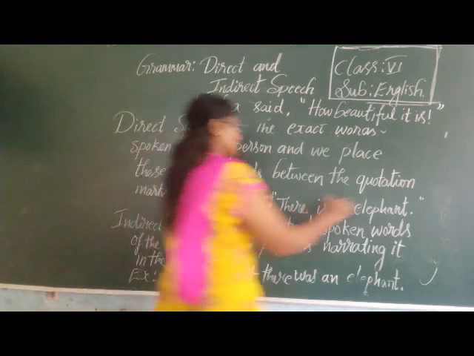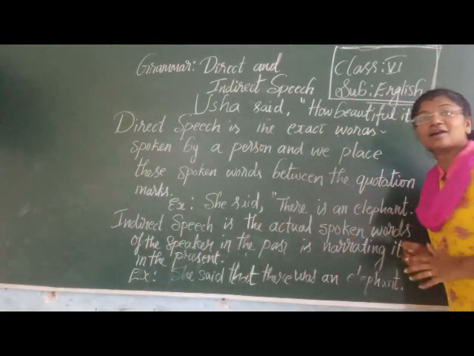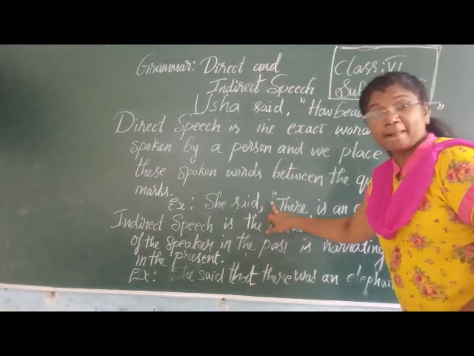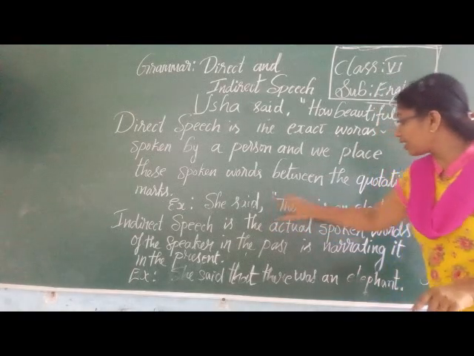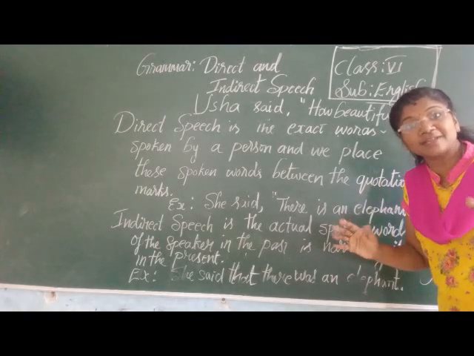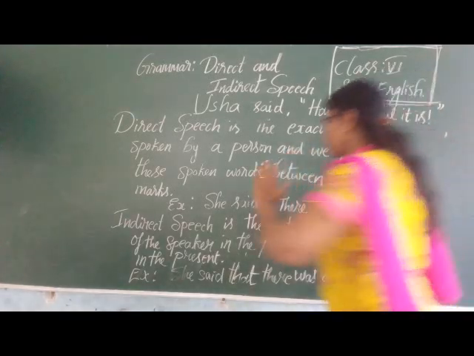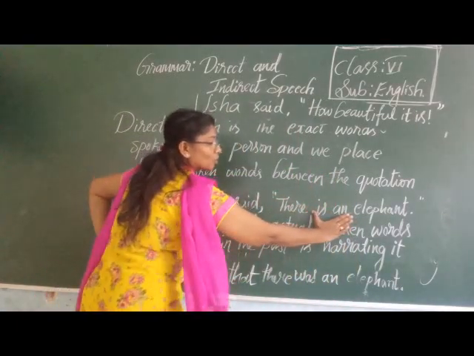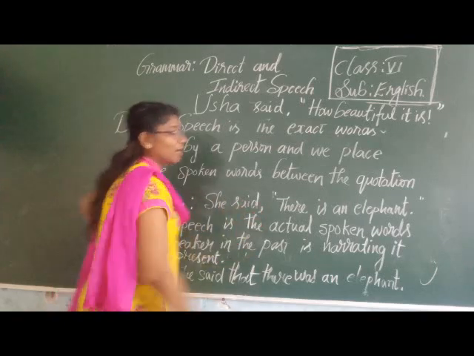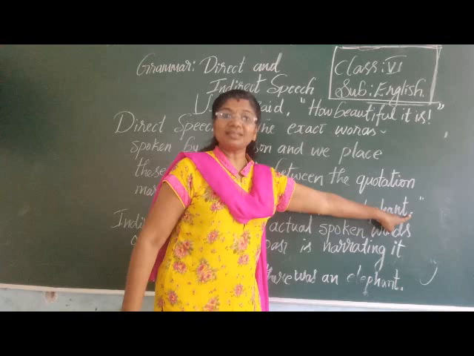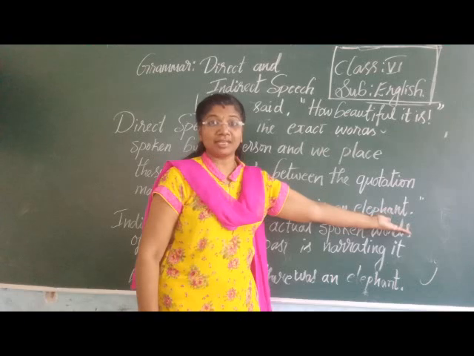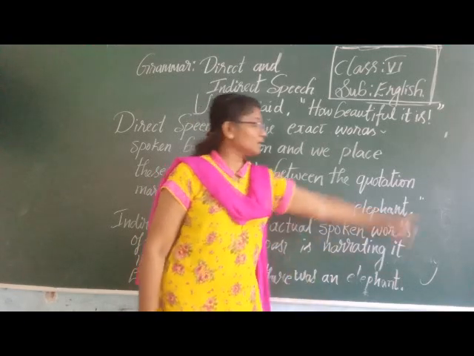To highlight what Usha said or what Anusha said or whoever said, what the speaker said, you highlight between the quotation marks as it is, without changing the tense or anything. You need to separate these actual spoken words from the rest of the sentence by using a comma. If it is a normal statement, use a full stop. If it is interrogative, use a question mark. If it is an exclamatory sentence, use an exclamation mark and close it.